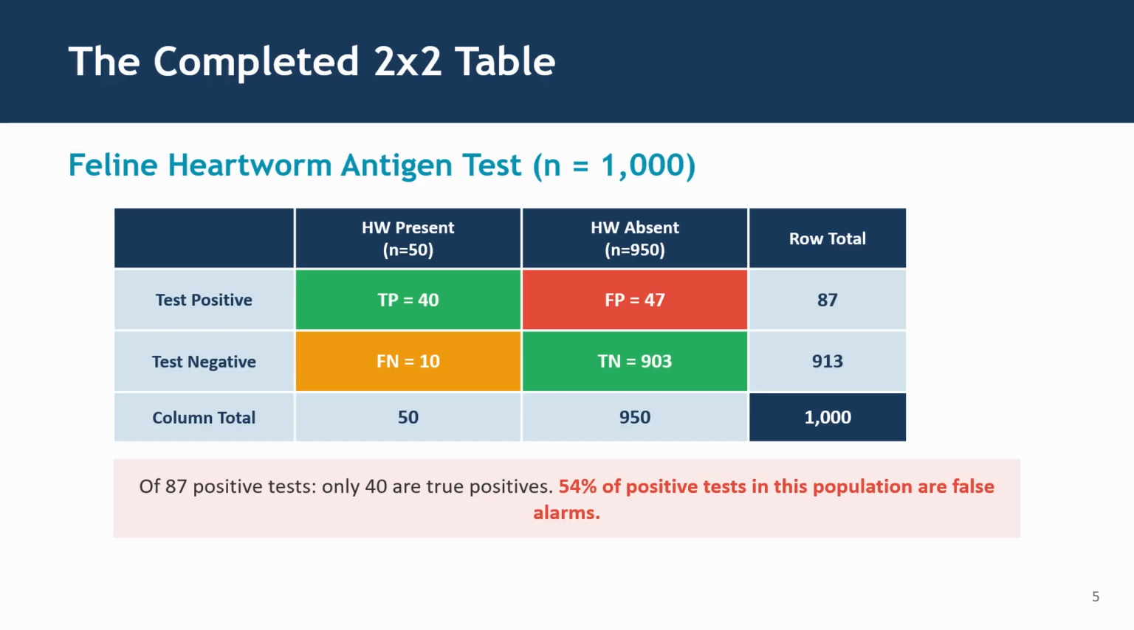Let that sink in. The test hasn't changed. Its sensitivity and specificity are fixed. What changed is the prevalence, the starting probability. When prevalence is low, even a pretty good test generates a lot of false positives. This is Bayesian updating in action.